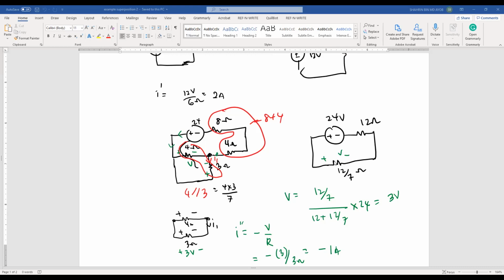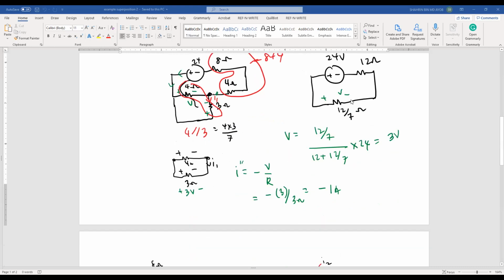So I need to calculate the voltage across this parallel resistor here. By using the voltage division technique, I will obtain that the voltage across this parallel resistor is 3 volts. After I obtain my 3 volt, I expand back the circuit like this. Since this is 3 volt, this also must be 3 volt. So the current that I can get here is I double prime. Since the direction of the current is entering the negative terminal, this will become negative V over R. So I will obtain negative 1 amperes.